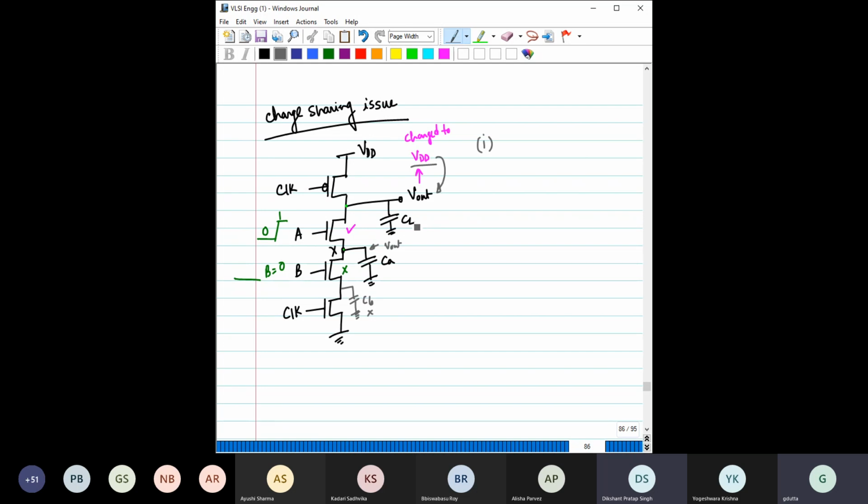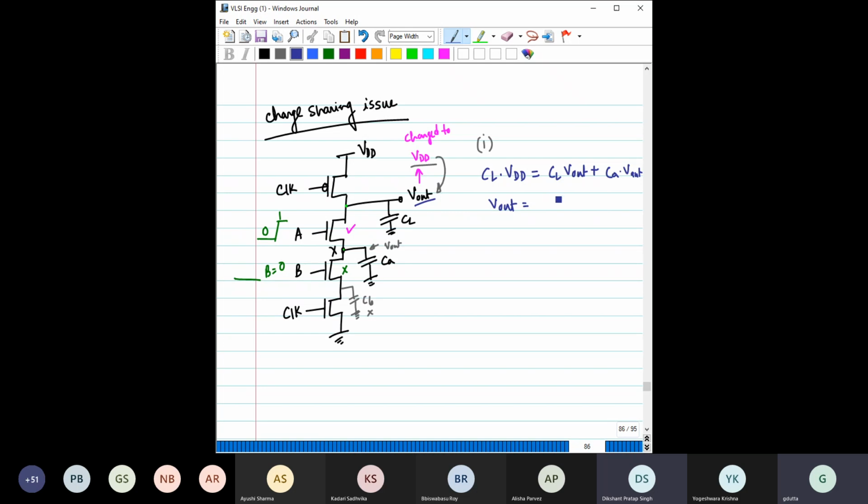So what is the initial charge? It is CL into VDD. So this is the initial case, and let us write it in this color: CL into VDD. That was the initial charge, and that charge would be equal to the final charge. For the final charge, this voltage is at V out, so it is CL V out plus CA V out, as this also is at V out. From here we need to find V out, the final voltage.